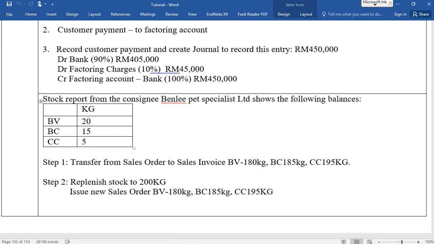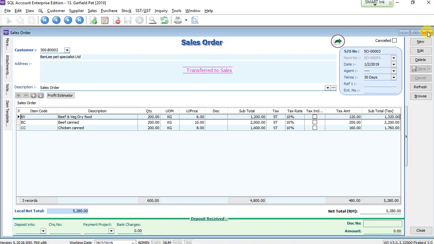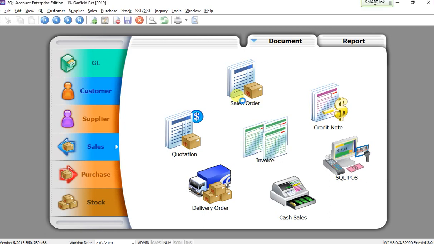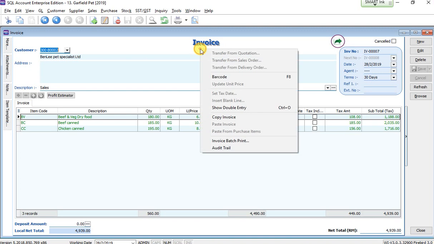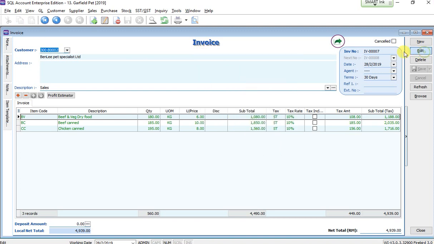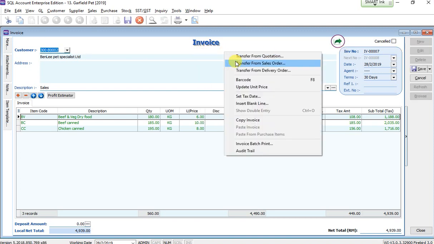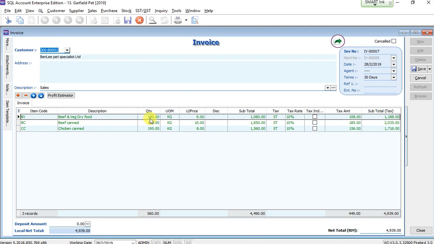So you have to create an invoice. Now when you create an invoice, you have to transfer from your sales order. This is actually transfer from sales order. Are you guys okay? Transfer from the sales order that you created at the beginning of the month. Key in the correct amount. If this amount is wrong, you will not be able to score marks here. Are you guys okay? Then that's all.